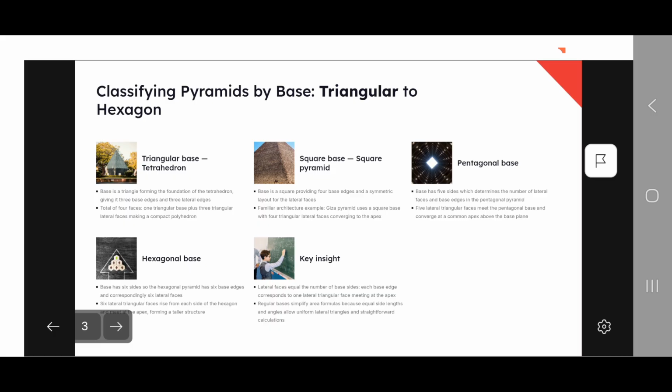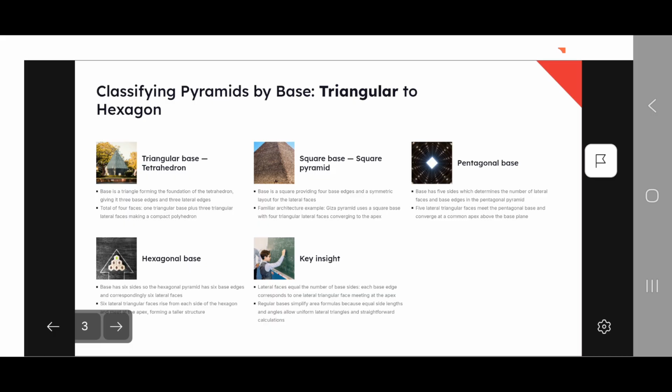Pentagonal base. The base has 5 sides, which determines the number of lateral faces and base edges in a pentagonal pyramid. So, 5 lateral triangular faces meet the pentagonal base and converge at a common apex above the base plane.